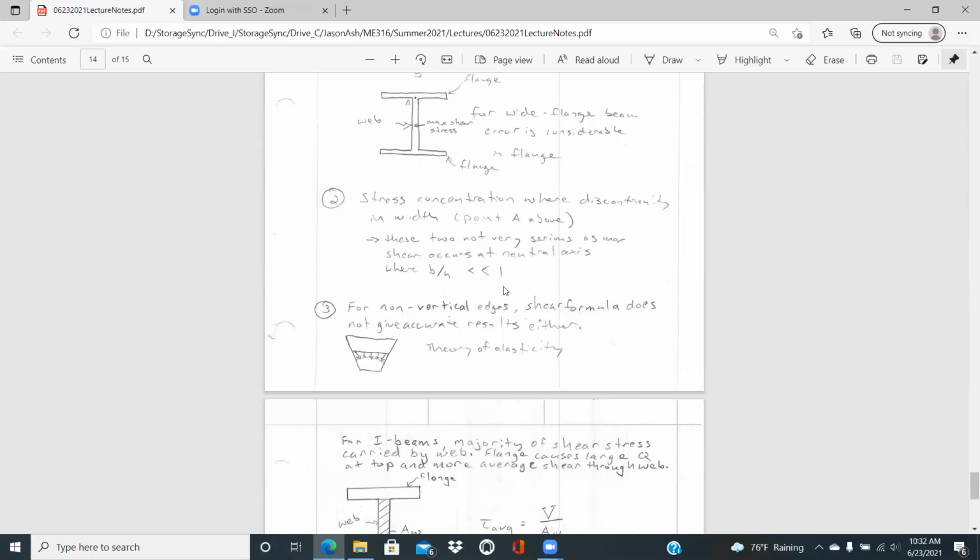Then next, for non-vertical edges, the shear formula also does not give accurate results either. It kind of flows down in line with the geometry. And so a theory of elasticity is a better approach to get that. But you could approximate this as an average width and get a ballpark number so that you can make comparisons of that with the theory of elasticity. And again, these aren't really common geometries at that point.